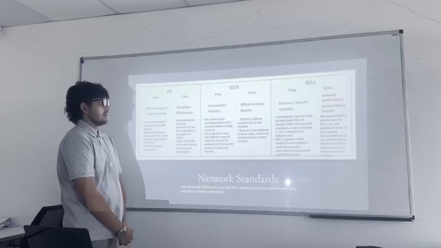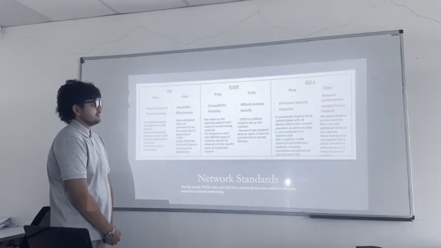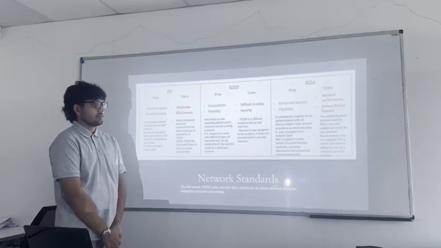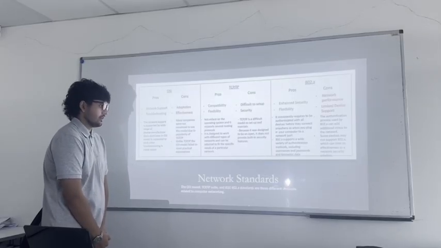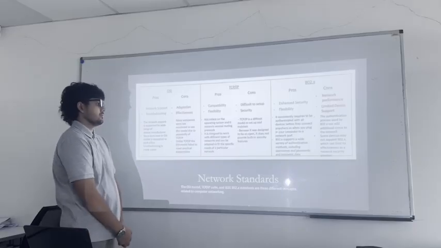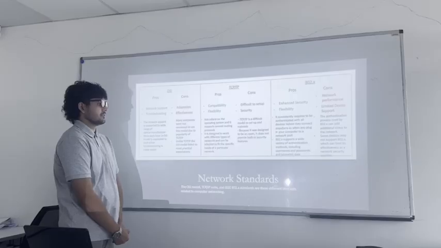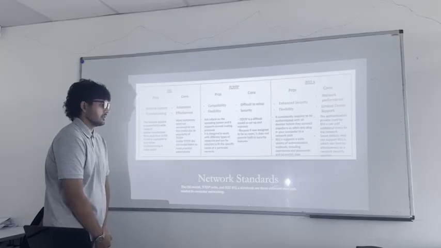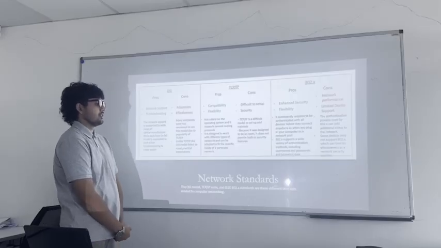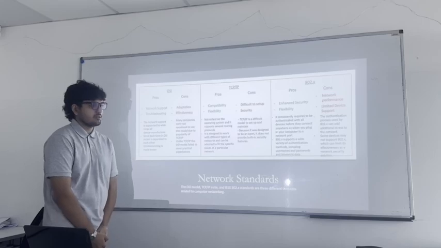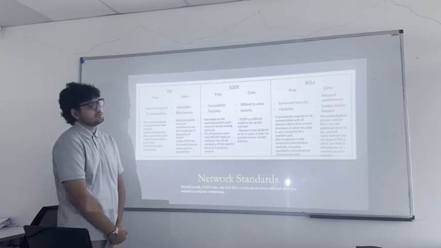Moving on to the last one, 802.x. Advantages are enhanced security. It consistently requires all devices to be authenticated before they connect anywhere when you plug your computer into a network port. Another advantage is flexibility. 802.x provides a wide variety of authentication methods, including usernames, passwords, and biometric data.